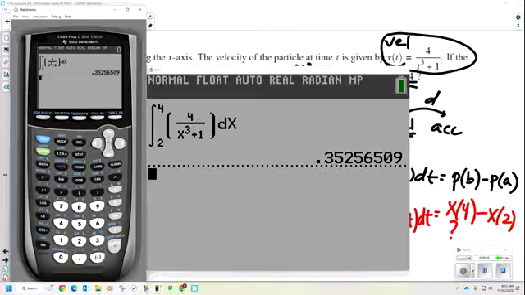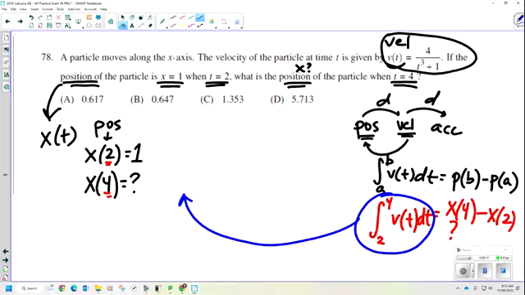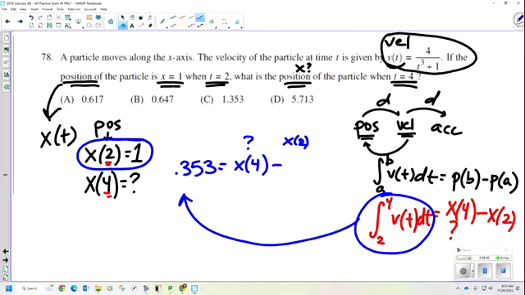So this number right here, 0.353 we'll call it. Okay, we'll round that to the third decimal place. 0.353. That is this part right here. This left side is 0.353. That's going to equal x of 4, which I don't know, minus x of 2, which they give me, which is 1. Remember, x of 2, I have that, minus 1.